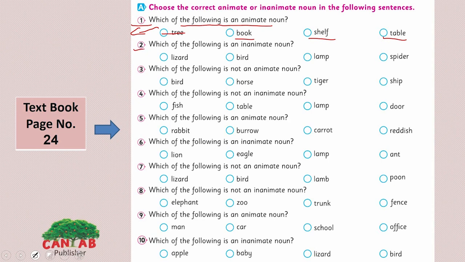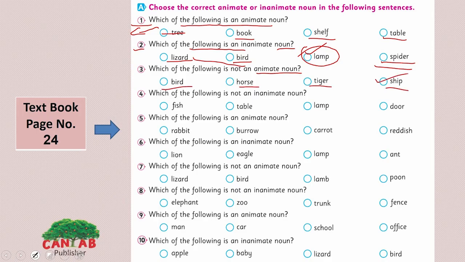Okay, look at the second one. Which of the following is an inanimate noun? Not a living being. Lizard is animate, bird is animate, spider is animate. These 3 are living beings. The lamb belongs to the animal category, so lamb is not an inanimate noun. Look at the third: which of the following is not an animate noun? Not a living being. Bird, horse, tiger, sheep. Yes, sheep is the right answer.